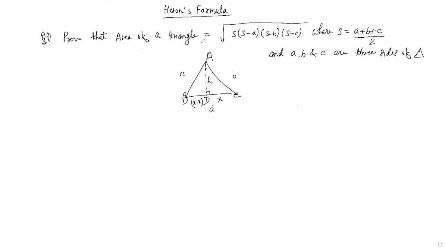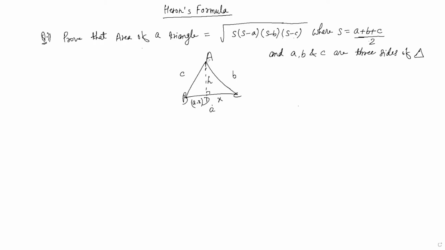Prove that the area of a triangle is equal to under root s into s minus a into s minus b into s minus c, where s equals a plus b plus c divided by 2 and a, b and c are the three sides of the triangle. Now suppose ABC is a triangle, then a, b and c will be the respective sides.